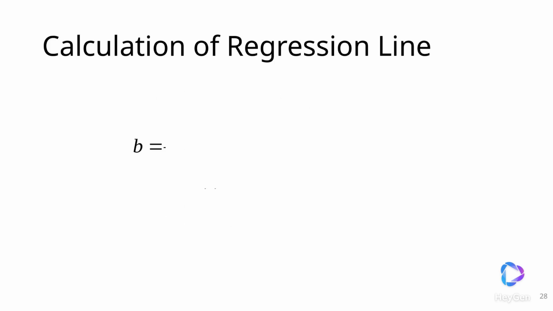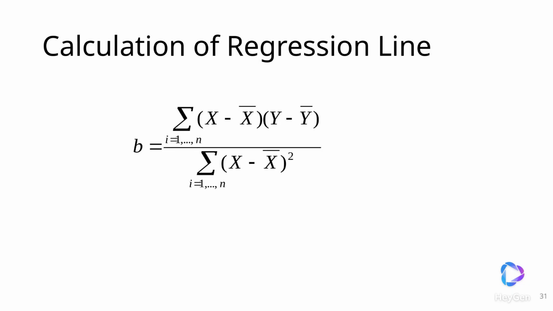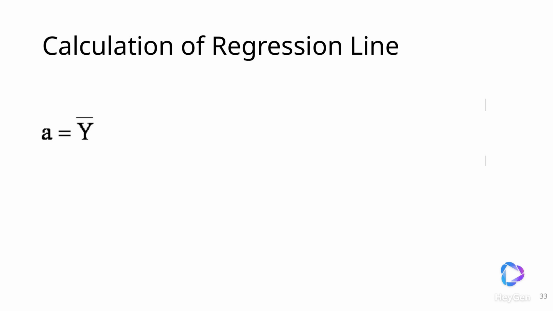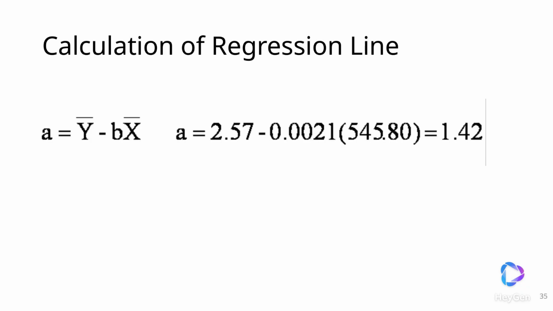The angle of the line, the parameter b, can be calculated from the sum of the product of deviation from the average of x and the deviation from the average of y, divided by the square of the deviation from average x. The angle of the line can then be easily estimated. The intercept can be calculated as the average of y minus b, the angle of the line, times the average of x, yielding the estimate for the intercept.